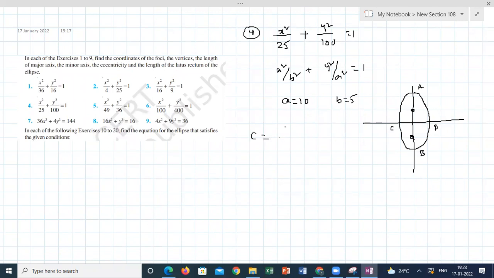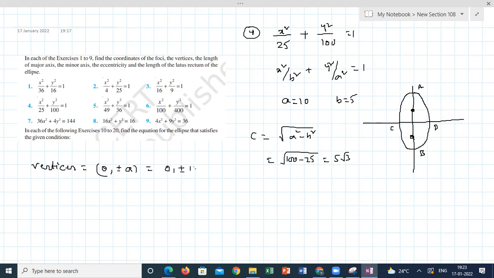So C is the same, root of a square minus b square, which is 100 minus 25, root 75. Root 75 is 5 root 3. So you have the A, B, C values. Vertices: 0 comma plus or minus a, which is 0 comma plus or minus 10. Foci: 0 comma plus or minus c, which is 0 comma plus or minus 5 root 3.